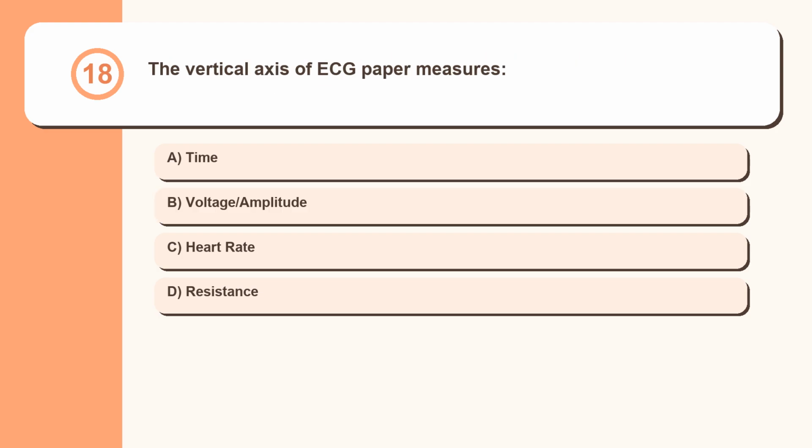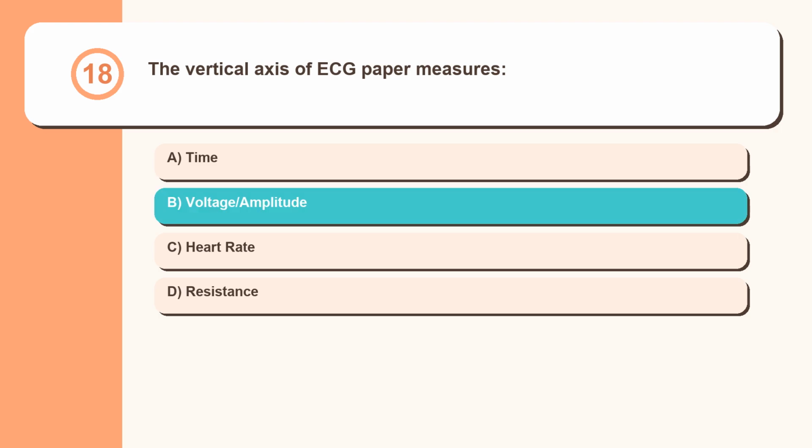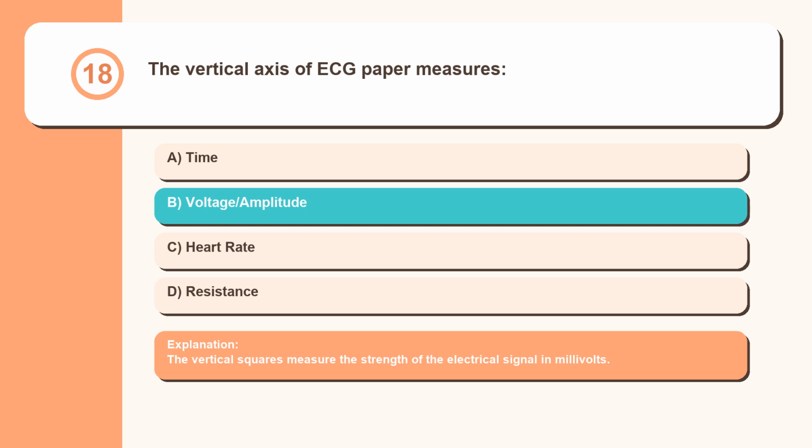Question 18. The vertical axis of ECG paper measures time, voltage/amplitude, heart rate, resistance. The vertical squares measure the strength of the electrical signal in millivolts.